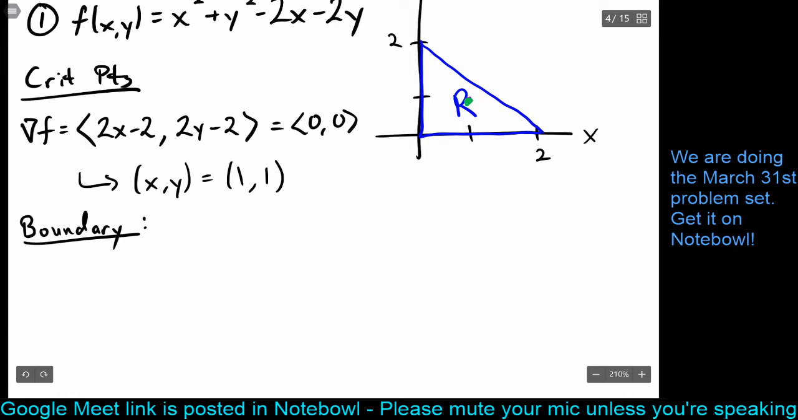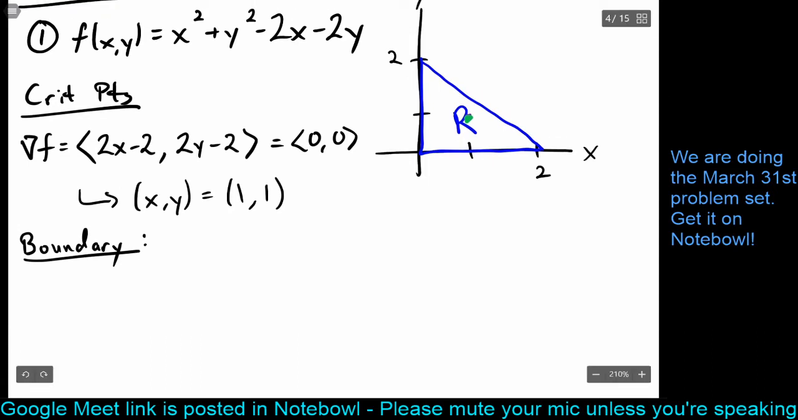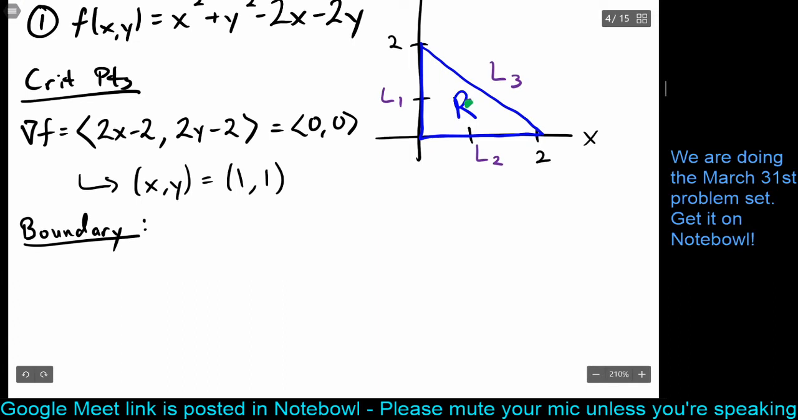To do this, we need to come up with expressions for each of the 3 pieces of the boundary. So let me call these 3 pieces L1, L2, and L3, because they're all lines, so line 1, line 2, line 3. The easiest way to do this is to come up with a parameterization of the line. Actually, in this case, it's a bit simpler to do it the other way.